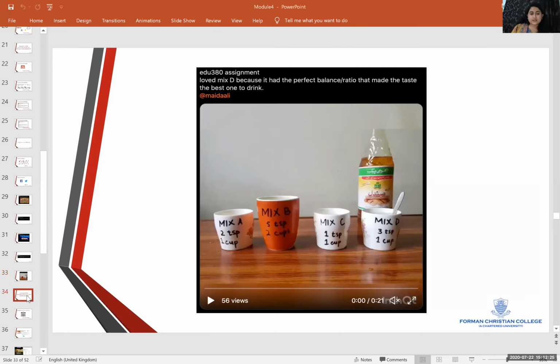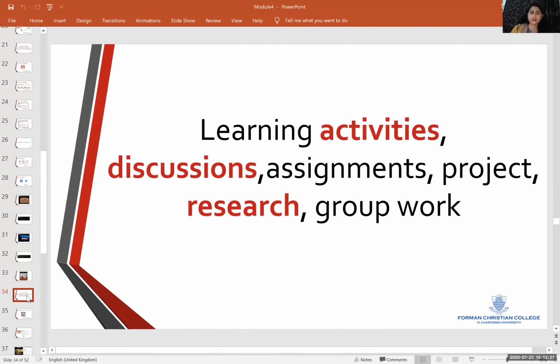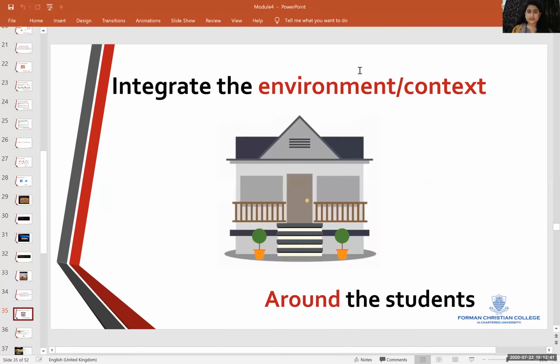The last section I have for you before we dive into our activity is designing learning activities, keeping in the motivation and engagement part: discussion, assignments, research, projects, and group work. One of the things which have been identified in online learning, whether it's on crisis mode or it's on remote, your normal online learning, is that it's very, very important that you as a faculty member integrate the environment around your students and yourself in your instruction.